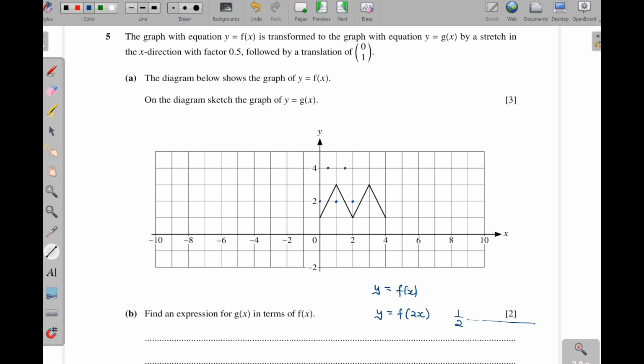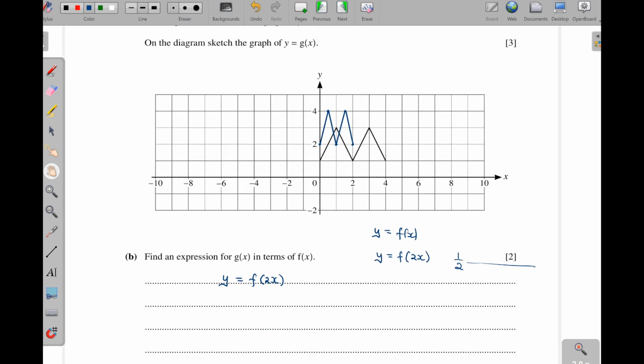And then you get your ruler, please. Don't use your free hands. Because you are given straight lines, you also draw straight lines using your ruler. So this is what we are going to have there as our final answer. Then part B, find an expression for g of x in terms of f of x. Just like I said here for the first one, we shall have y equal to f of 2x. This one is the one that tells us that we are having a stretch.